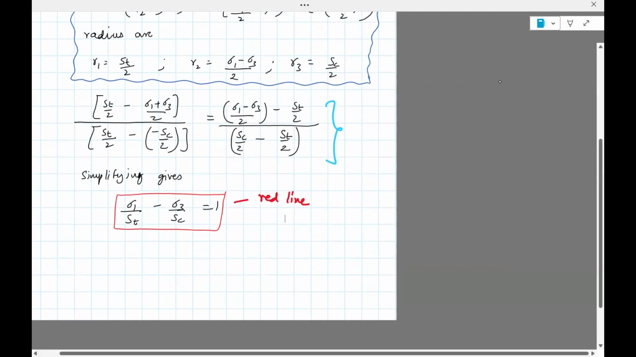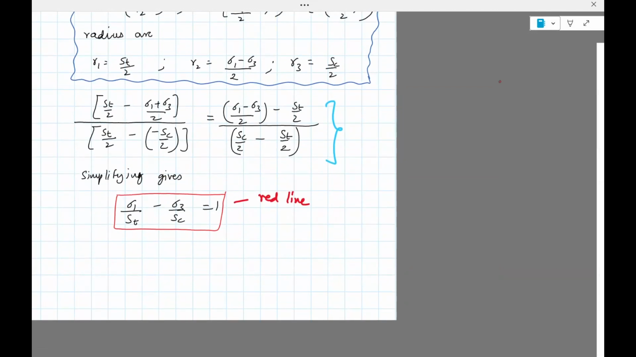It's just telling you if you are given stresses sigma 1 and sigma 3, which is the loading, and if you know ST and SC, then it's basically telling you if this will be on that red line or not. That's all to it.